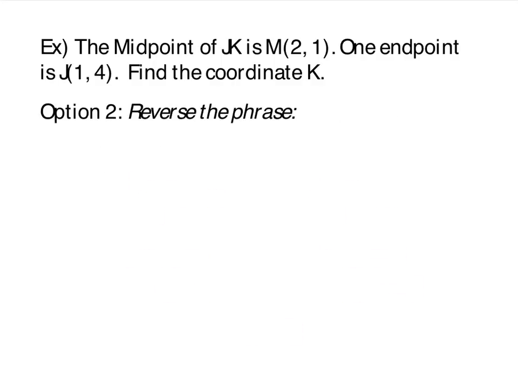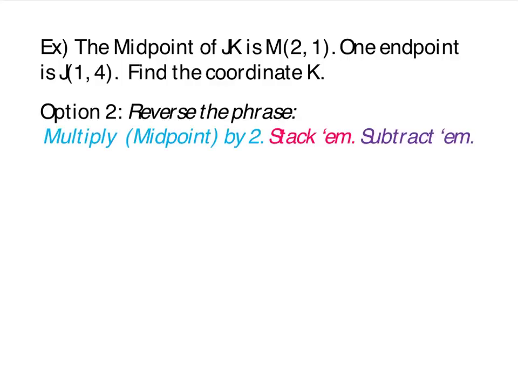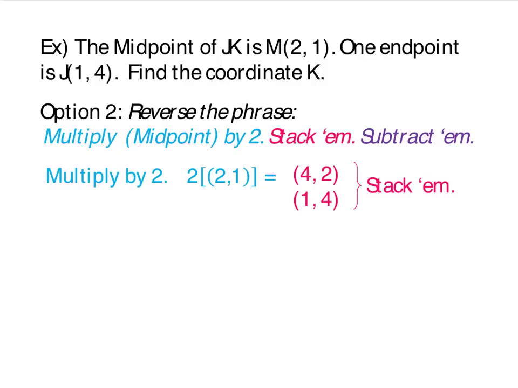Our second option for this problem is to reverse the phrase that we talked about before. So instead of stack 'em, add 'em, divide by 2, it's going to be multiply by 2, stack 'em, then subtract 'em. And the point we multiply by 2 is going to be our midpoint. So first, I'm going to multiply my midpoint 2, 1 by 2, which gives me 4, 2. And I'm going to stack it on top of the point I know, J, at 1, 4. Then I'm going to subtract those 2 points. So 4 minus 1 is 3, and 2 minus 4 is negative 2. And that is my point K at 3, negative 2.